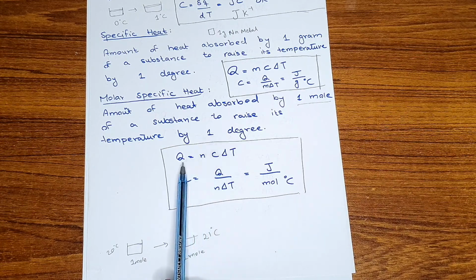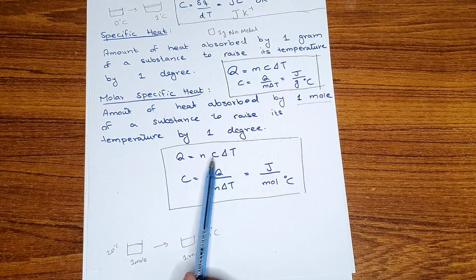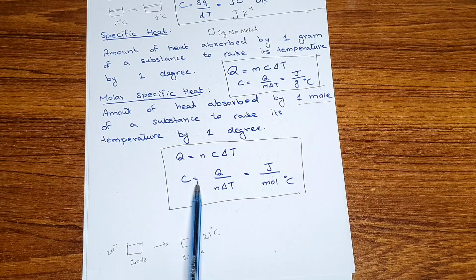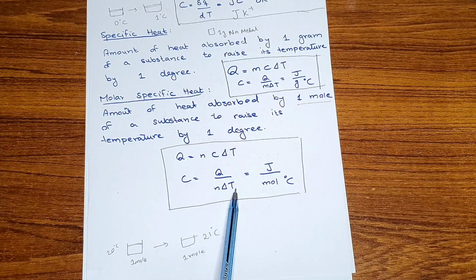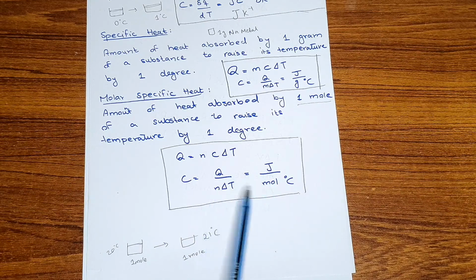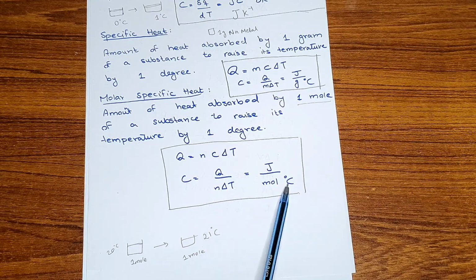In that case, the formula is Q is equal to nC delta T, where n is the number of moles. If you want to find the formula for C, then n and delta T will go down here, and C will be equal to Q divided by n delta T. The unit for Q is joule, the unit of n is mole, and the unit of temperature is degree C. So joule per mole per degree Celsius, or joule per mole per Kelvin, is the unit for molar specific heat.